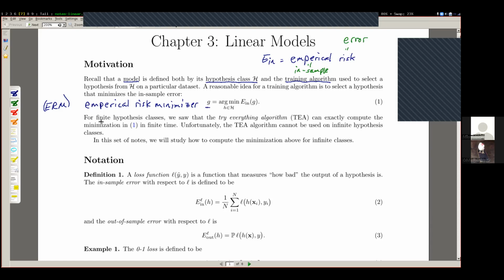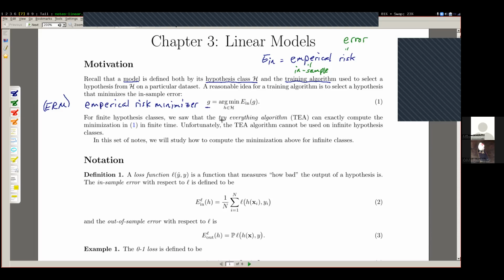And again, one of the annoying things about data mining is that there are so many equivalent terms for different things that people throw around, and you just have to know that they're all equivalent to each other. And so again, it's the minimizer because we're taking a minimum over here.